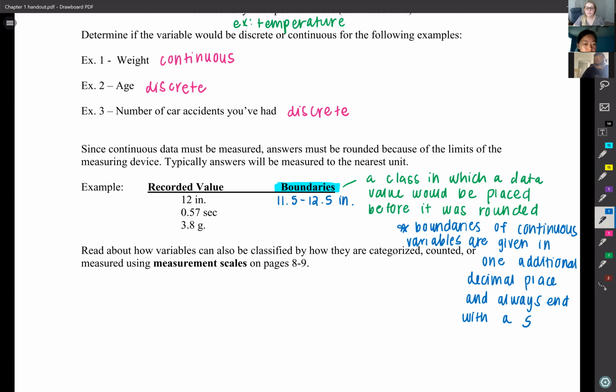And like we just said, boundaries are always given in one additional decimal place. So the recorded value has 0.57, so our boundary will have 3 digits on the right of the decimal place, not 2. So I have 0.5, and then I'm going to go down 1. So instead of 7, this is a 6, and then I just add a 5. And this goes anywhere up to 0.575.